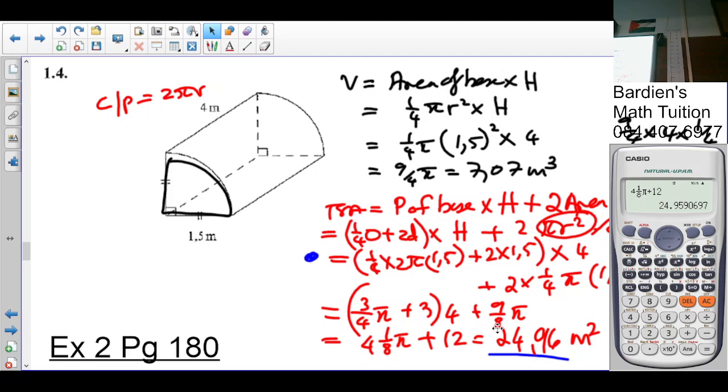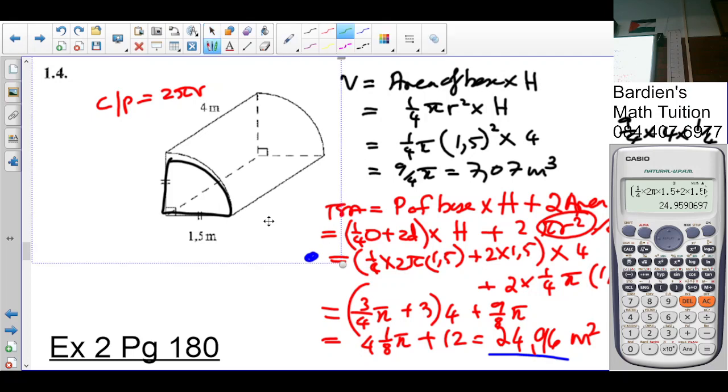This is wrong. Where did I go wrong? Let's just check something quickly. Open brackets, a quarter times 2 pi times 1.5, plus 2 times 1.5, which is 3, times 4. I probably made a mistake in calculation. Plus 2 times a quarter pi times 1.5 squared. 24.96.